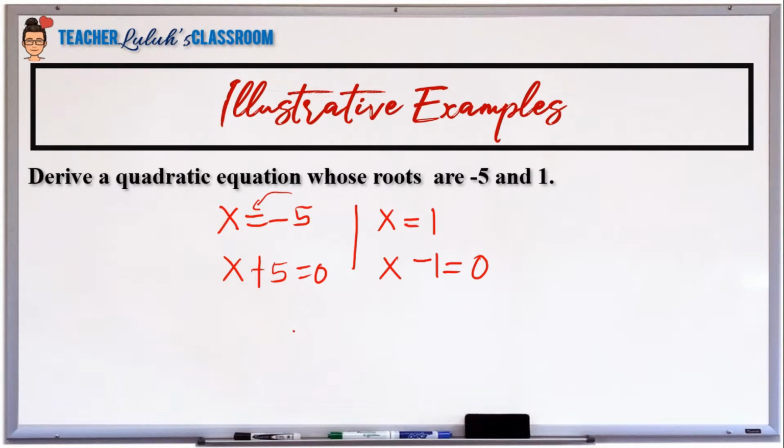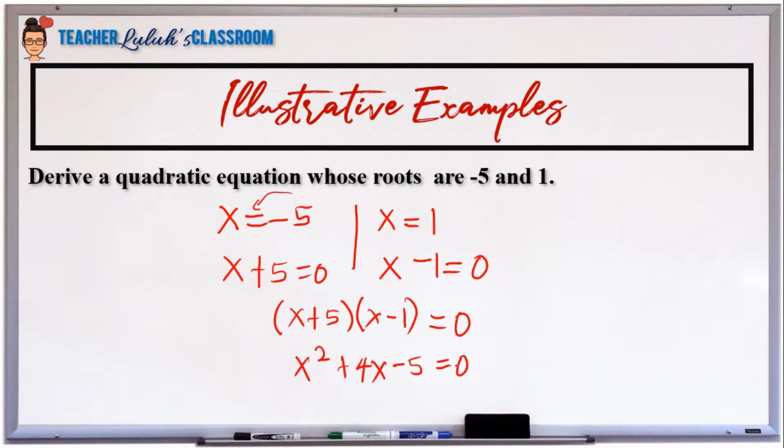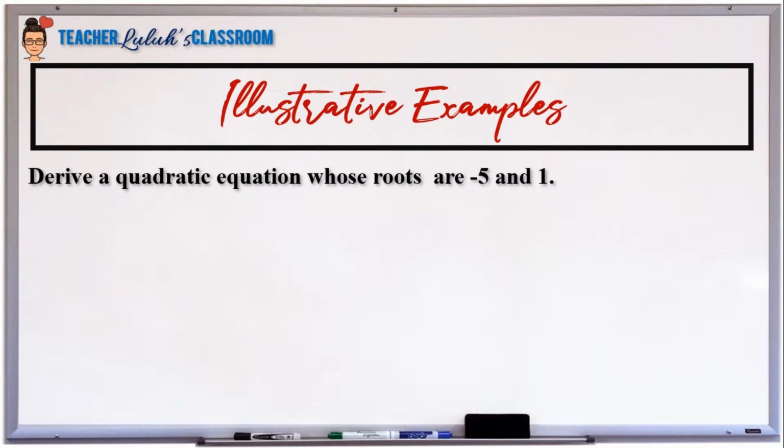Reverse of zero product property, it will mean that if we multiply this and this, we will obtain 0. So that is x plus 5 multiplied by x minus 1 equals 0. Using FOIL method or any method that you are used to, we will obtain x squared plus 4x minus 5 equals 0. Thus, a quadratic equation whose roots are negative 5 and 1 is x squared plus 4x minus 5 equals 0.